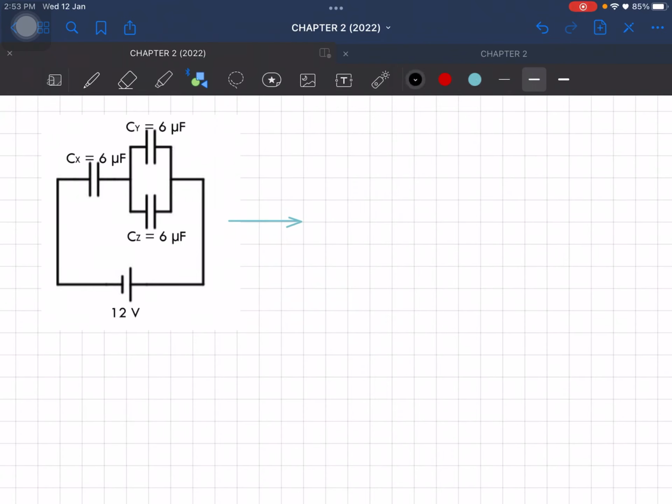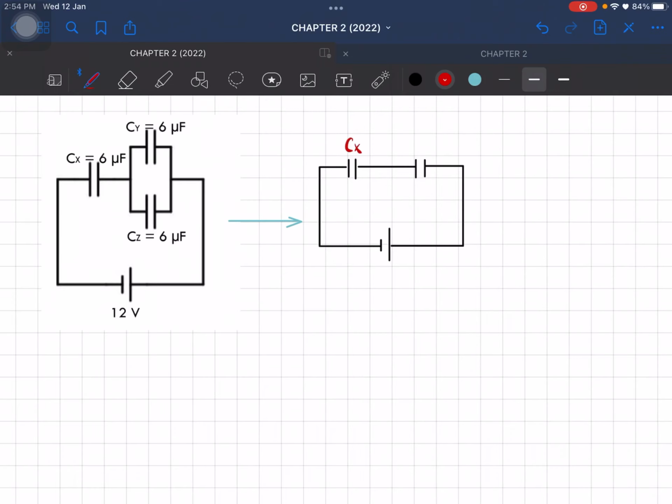So we have, this is Cx, and then we are gonna simplify capacitor Y and Z, and this is our battery. Okay, so we have this. This is after we simplify it. Okay, I don't like this, so this is somewhere around here. Okay, that's fine. So this is what we are trying to achieve.